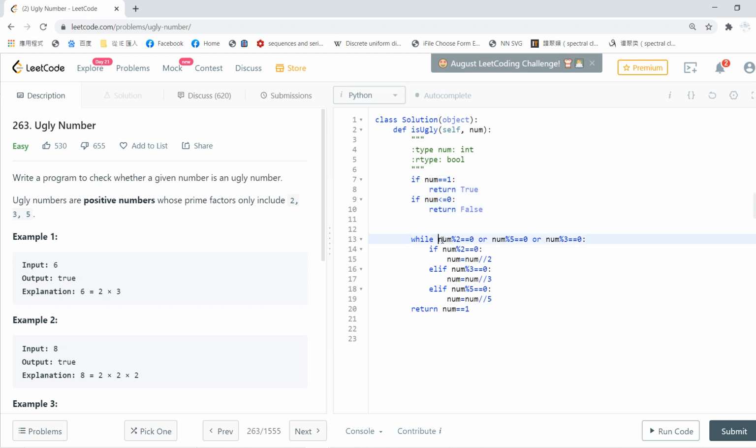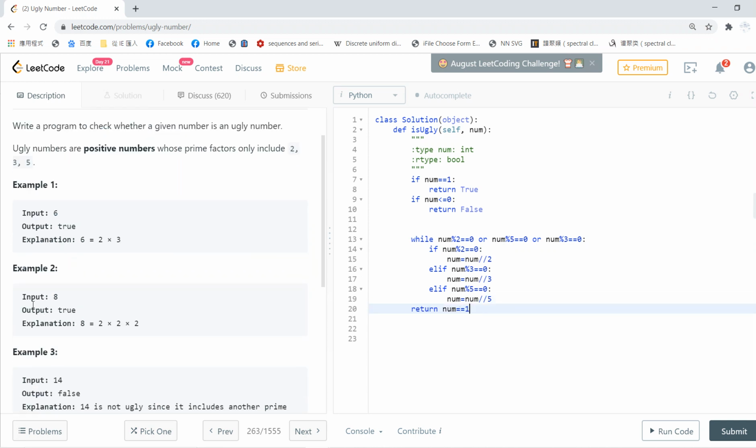Okay, so the key point is that if n is divisible by 2, 3, or 5, then you just divide out that factor. Suppose, let's say, 6. 6 is divided by 2, then we will get 3, and 3 is divisible by 3, then we just return. Then we'll get 1.